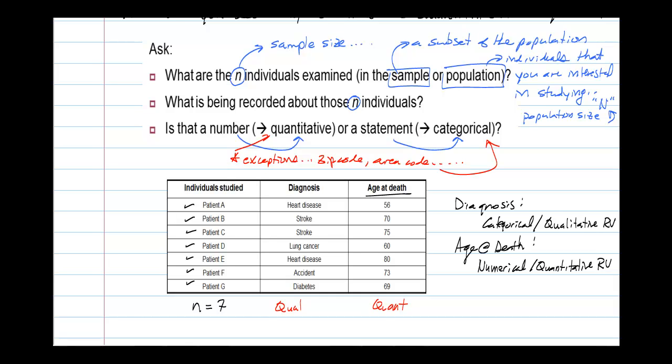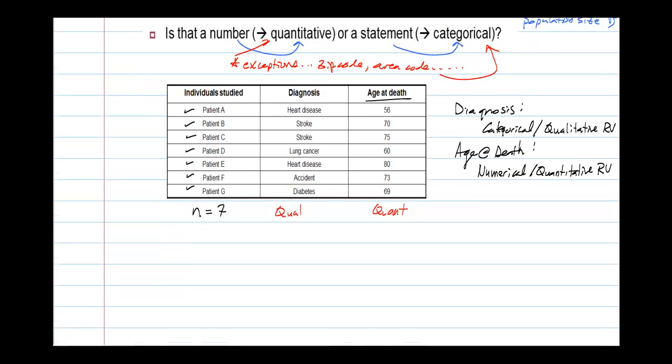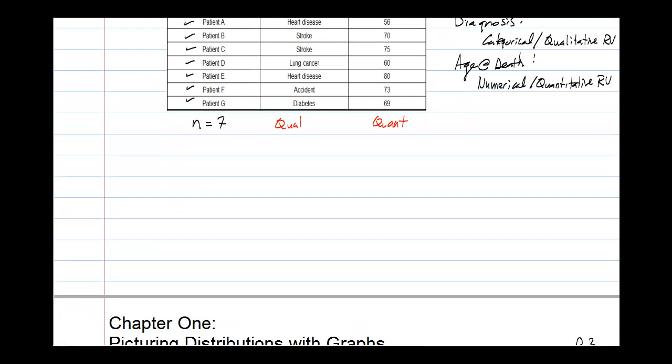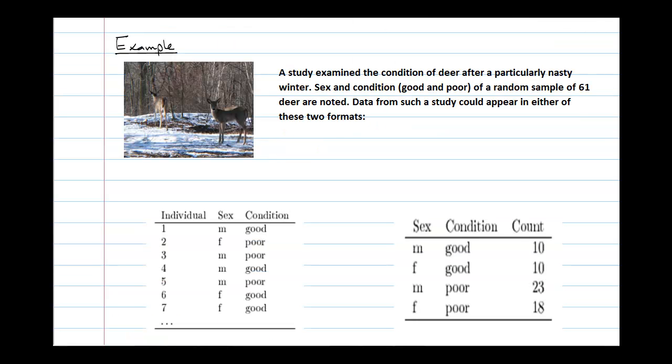So next, let's go ahead and look at another study to see if we can identify whether I have a qualitative or quantitative random variable, and then talk about the sample size, and also some other variables as well. Okay, in this example we're looking at a study that examines the condition of deer after a particularly tough winter. Basically in this study they're looking for the gender of the deer and the condition of the deer, and they're only looking at the conditions in terms of good and poor. They said they're looking at a random sample of 61 deer, and they show the raw data below.